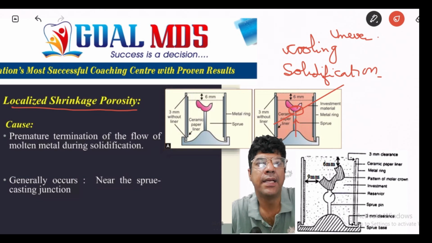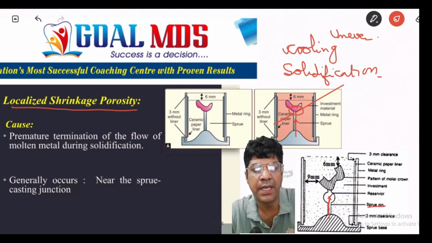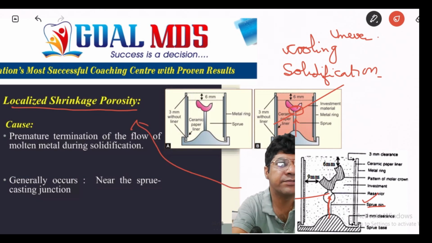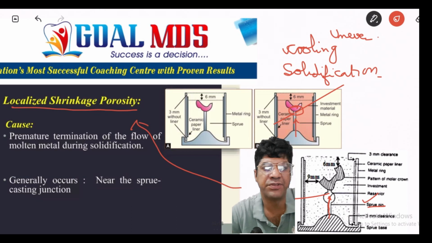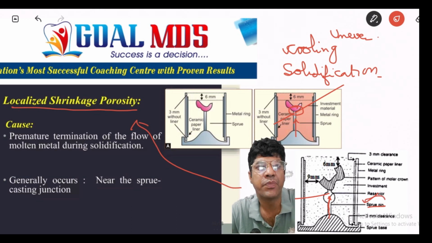When the molten metal enters the mold through the sprue, it begins to cool and solidify, but the rate of cooling may not be uniform throughout the casting. The casting near the sprue junction tends to cool more slowly. That leads to localized shrinkage porosity, which is why it generally occurs near the sprue casting junction. So what is the solution? Adjust the design of the sprue and the gating system to promote more even metal flow and cooling.